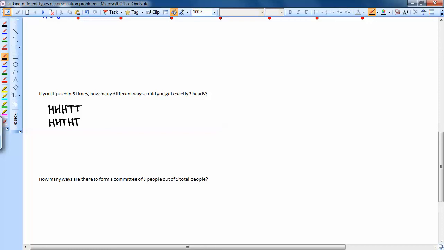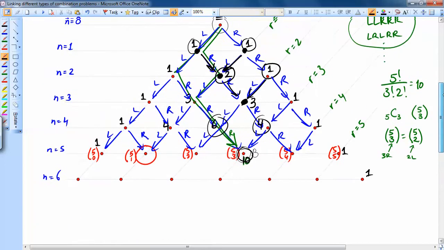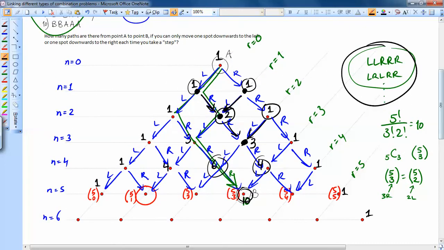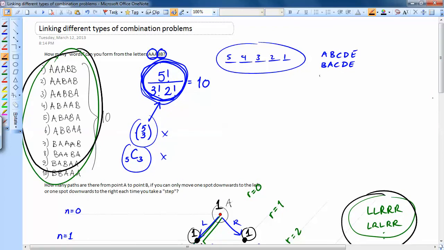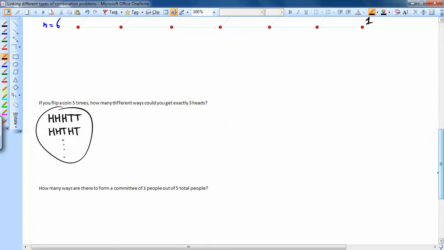But these are all the different ways. If I list out all these things, I want to come up with every combination of 3 heads with 2 tails that I can get. Well, there's a lot of them. And in fact, this is exactly the same problem that we did here and here. So really, I know that there's going to be 5 choose 3 ways of doing it.